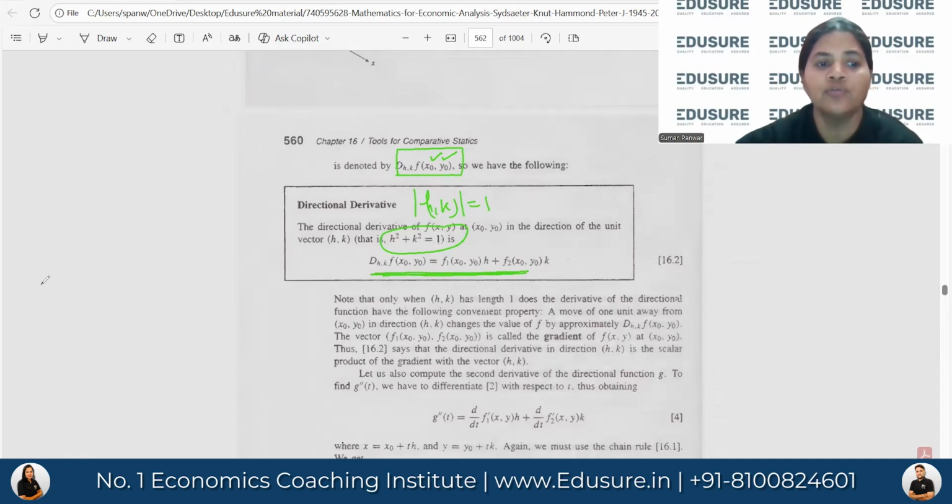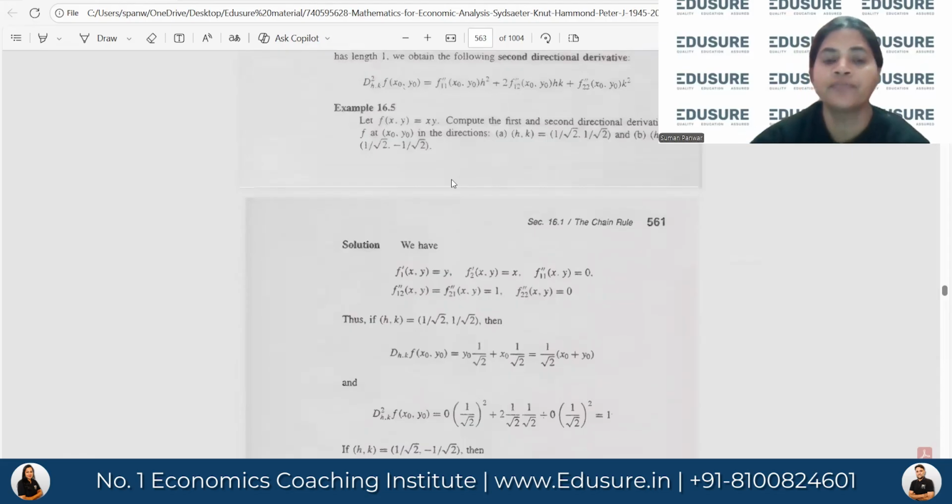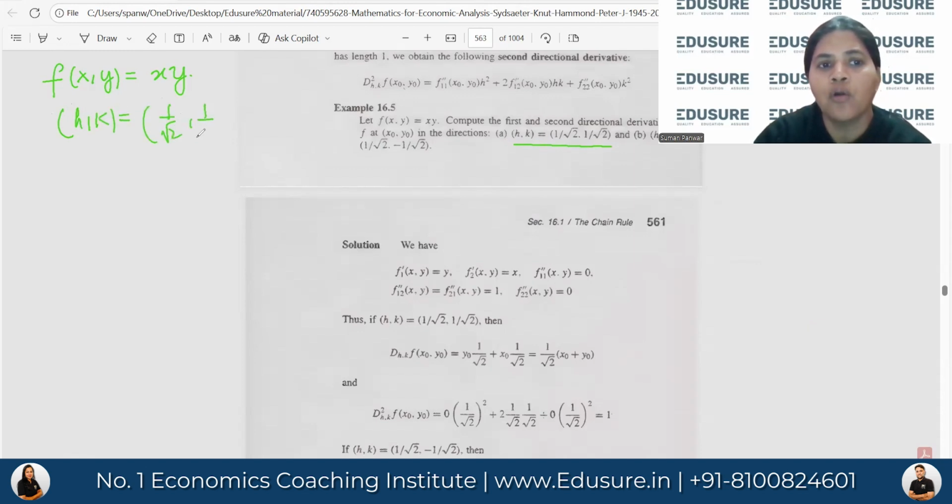Okay, so let us try to do some questions for illustration. For example, look at example 16.5. Let f(x,y) be equal to xy. Compute the first and second directional derivative of f at x naught y naught in the direction hk equal to 1 by root 2, 1 by root 2. I'll be just calculating the first order directional derivative. So what is your direction? h comma k is 1 by root 2 comma 1 by root 2. This is given to you.